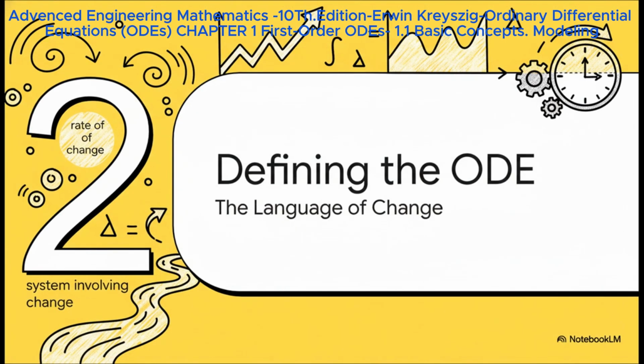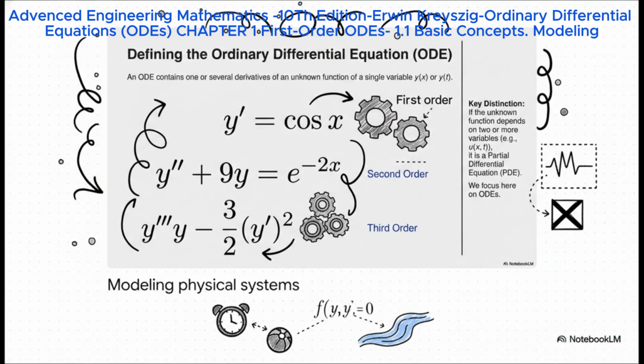Now that we get the why, let's get to the what. It's time to meet the star of our show, the ordinary differential equation, or, as we all call it, the ODE. This is the language we use to describe pretty much any system that involves a rate of change. So what is an ODE? Well, at its core, it's just an equation that has derivatives in it. That's it. And the order of the equation just tells you what the highest derivative is.